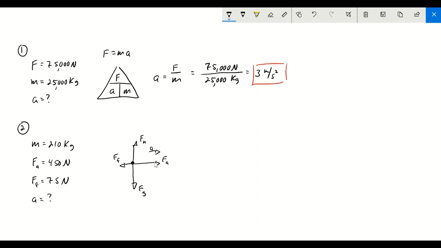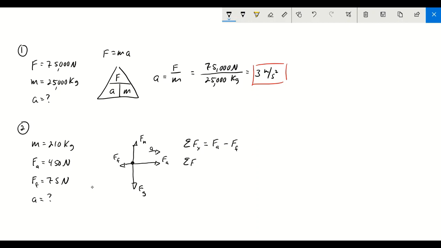So for this problem, I only need to look at the x-axis. I only need to look at FA and FF because that's what's parallel to our acceleration. Gravity and the normal force are not causing acceleration. They're balanced in this case because the crate is staying on the floor. So what I want to do then is sum up all the forces, sigma F, on the x-axis. The one that's pointing in the positive direction is the applied force because it's pointing to the right. Frictional force is pointing to the left. So it's this equation that gives us the ability to find what the net force is equal to.